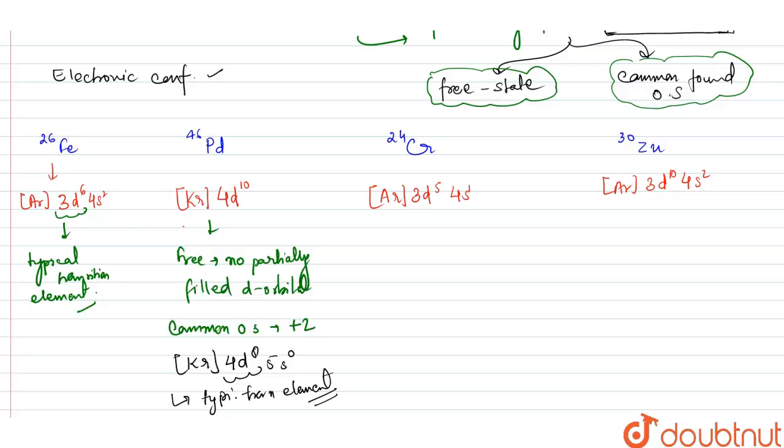If we talk about chromium, we can clearly see here that there are partially filled d orbitals. So this similarly will also act as a typical transition element.